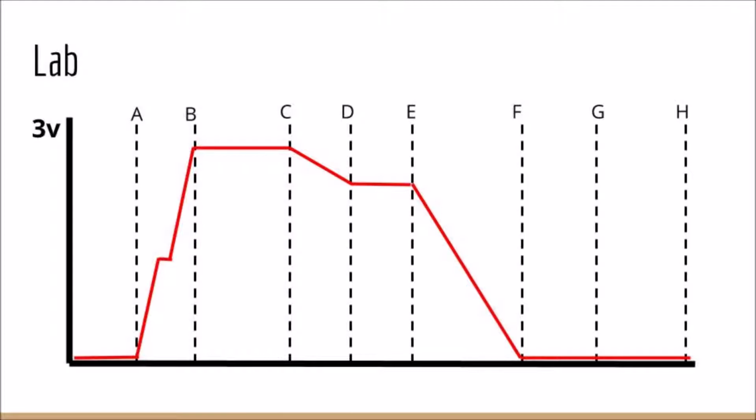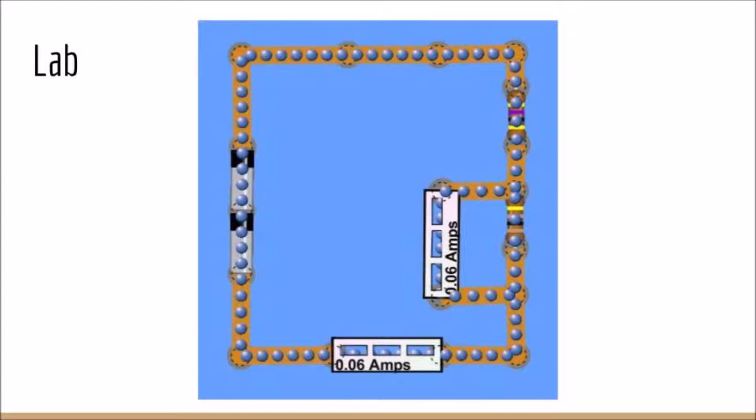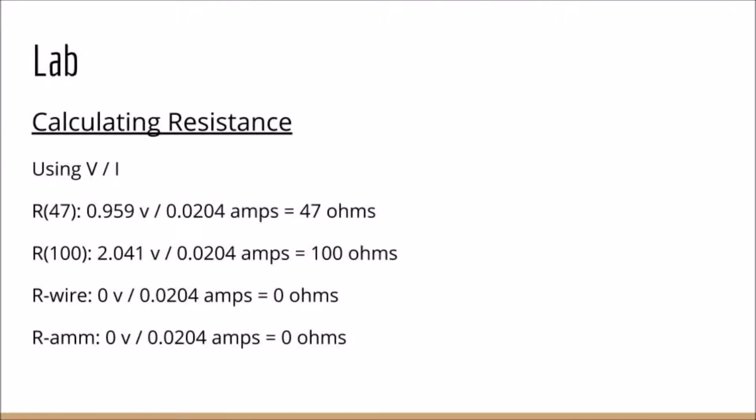When you place an ammeter in parallel to the 100 ohm resistor, the overall current increases to 0.06. This is due to the fact that by putting the ammeter in parallel to the resistor, we are shorting the resistor. In other words, the electrons would much rather run through an area of least resistance, therefore completely ignoring the route of the 100 ohm resistor. Using voltage divided by current, values which were gathered from earlier, we can see that the values we calculate agree with the settings we have set to the resistors, as well as that there is no resistance in the wire and ammeter.